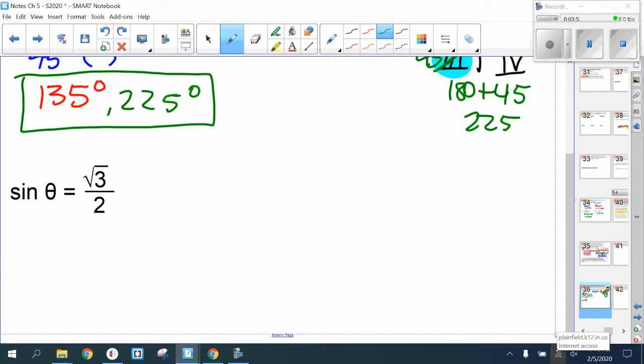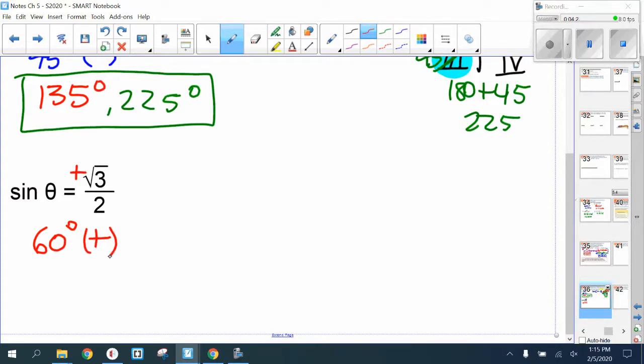Sine theta equals square root of 3 over 2. So if you go back to that chart, okay, go back to that chart, what angle does that point us to in the chart? 60 degrees. Okay, go back to the chart if you need to, but that's a 60-degree reference angle. That's going to be a 60-degree reference, and since this is a positive number, we're looking at a 60 positive.